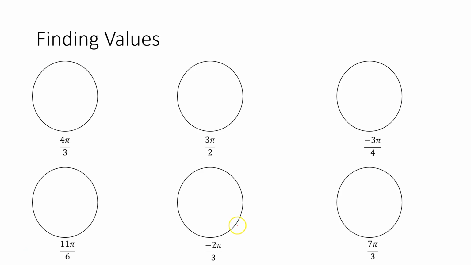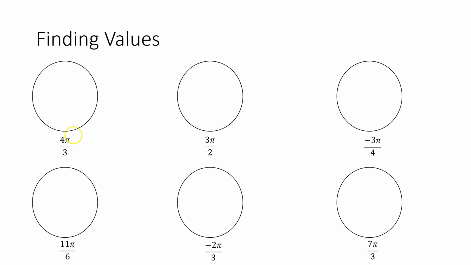So let's find these values on the circle. So 4 pi over 3. Actually, if you want to give these a shot yourself, that might be useful. So if you want to pause the video and try to find where these are on the circle, using whatever method you like, you can give that a shot, and then you can come back. We'll try these together. All right, welcome back.